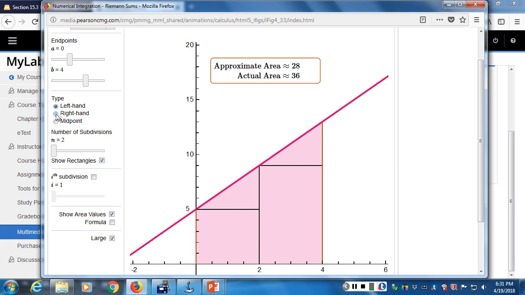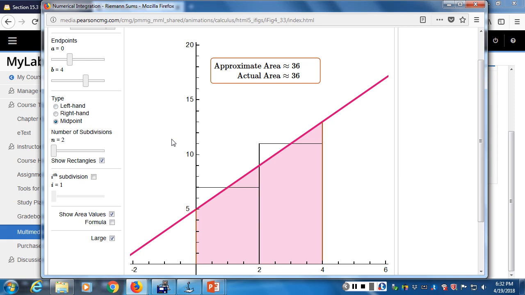Now, I could try to counteract that by making what are called right-hand rectangles, which means that I use the rightmost edge to determine the height of the right-hand rectangle. But the problem with those rectangles is they overestimate the area by a lot. Okay? The midpoint actually turns out to be the best estimate because it splits the difference.